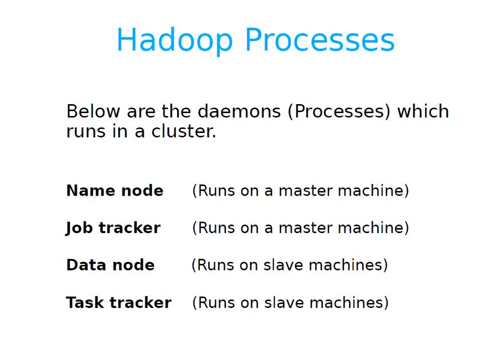Similarly, we have another process, task tracker, which runs on slave machine and it is responsible for your MapReduce, or you can say your processing part. And as the name indicates, job tracker and task tracker are related to each other. The difference is job tracker is running on master machine and task tracker is running on slave machine. So if a big complex job or processing is coming to Hadoop, job tracker is the process which is analyzing the job first, and accordingly it will distribute among task trackers. So these are four processes which are running on your master machine and slave machine.